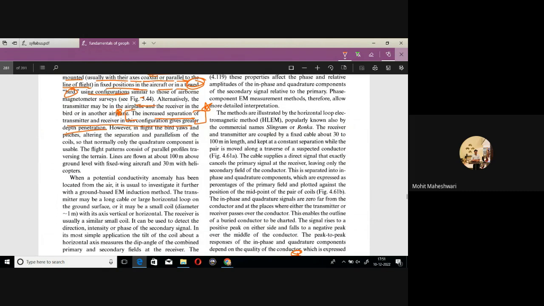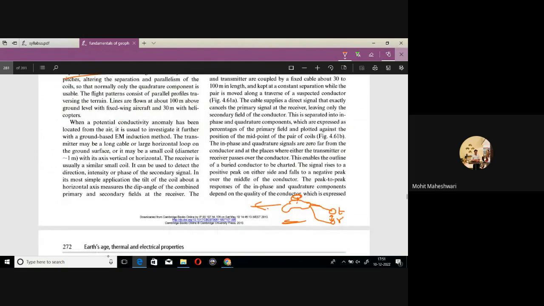Then see what is given next there. As a transmitter, you may use a long cable or a large horizontal loop on the ground. That doesn't matter much. The receiver is usually a small coil. The first thing you can detect is the direction. The second thing you can detect is the intensity. The third thing you can detect is the phase of the secondary signal. So these are the three things you can detect: intensity, direction, and the phase of the secondary signal.